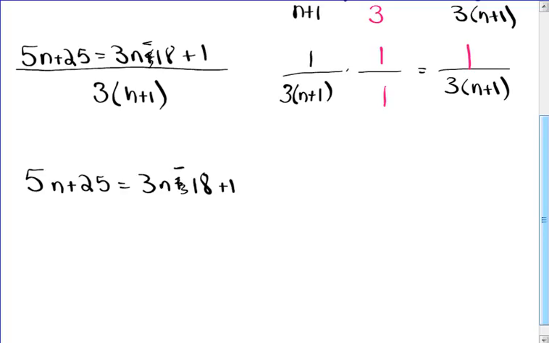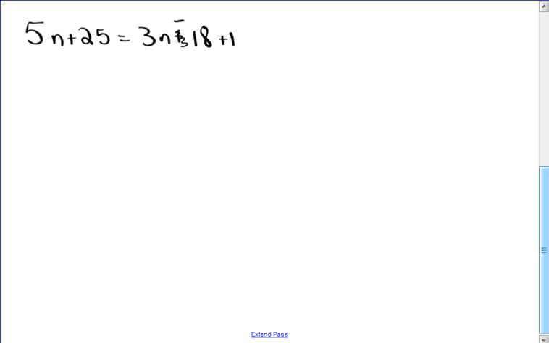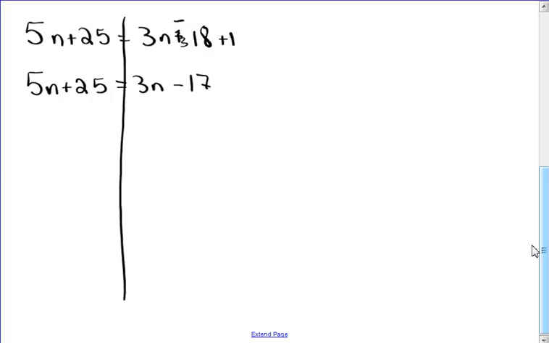Now, let's solve this little equation. So this is 5n plus 25 equals 3n minus 17. Subtract 3n from both sides gives me 2n plus 25 equals negative 17. Subtract 25 from both sides, I get 2n equals negative 42, which means n is equal to negative 21.